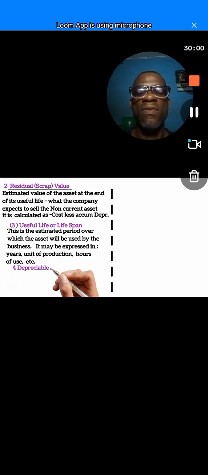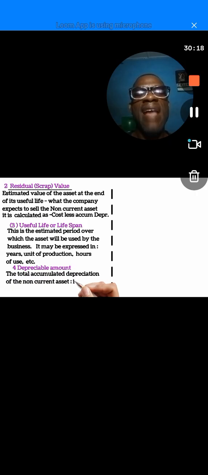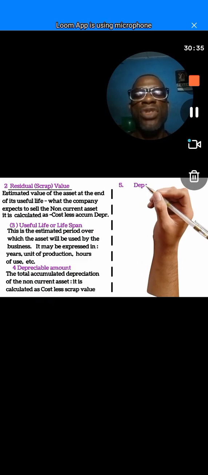Now, we're going to the next element, which is the depreciable amount. Depreciable amount simply means the total accumulated depreciation of a non-current asset, and it is calculated as cost less residual value. The cost of the asset minus the scrap value of the asset. That is what the depreciable amount is.